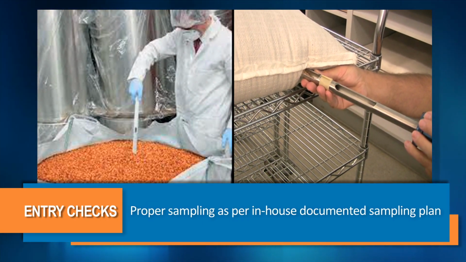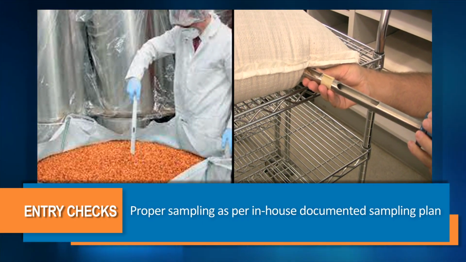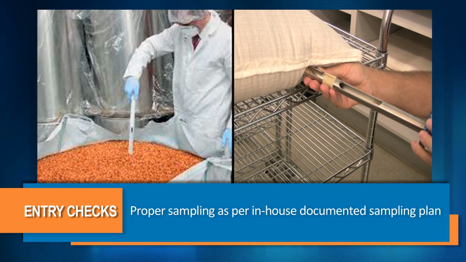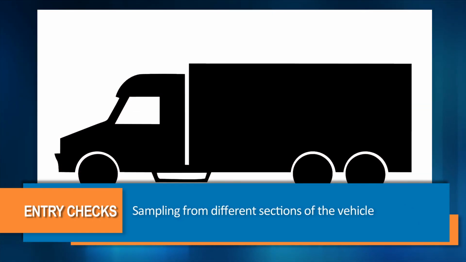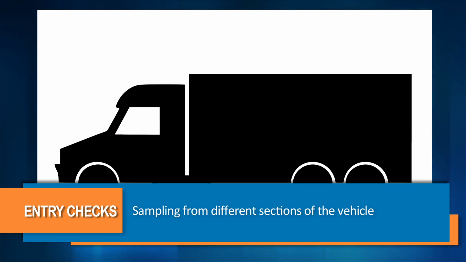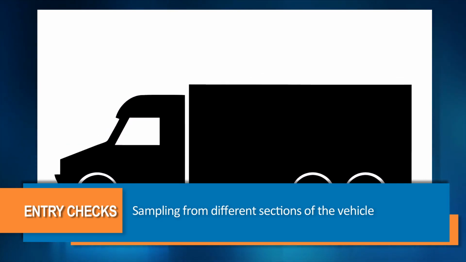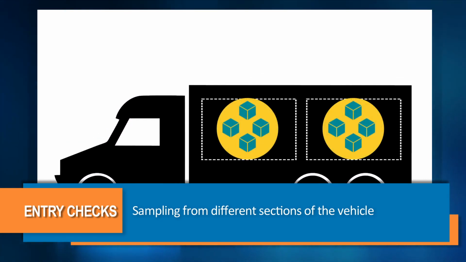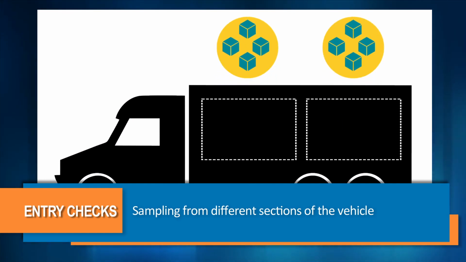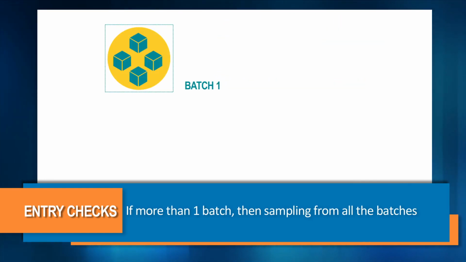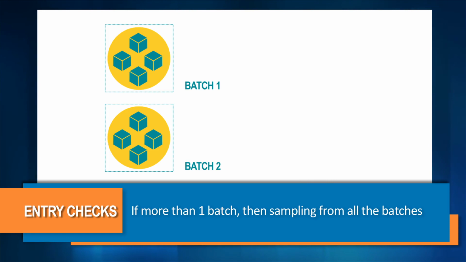Proper sampling as per the in-house documented sampling plan should be done. Samples should be collected from different sections of the vehicle. If more than one batch is present, then sample from all the batches should be taken.